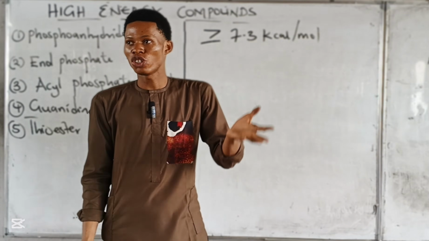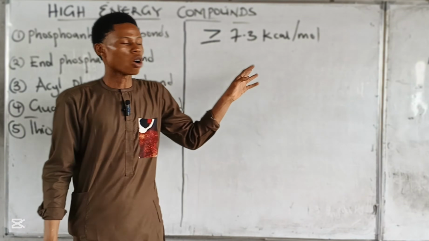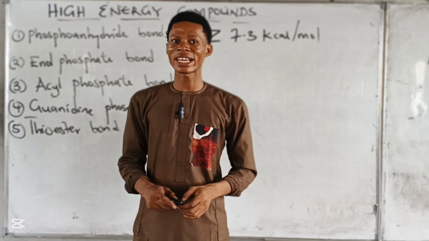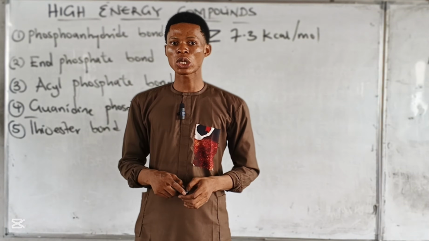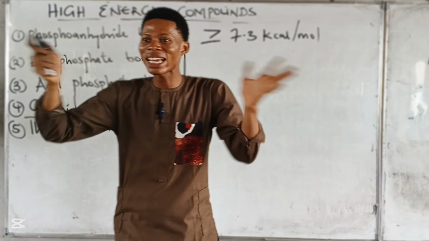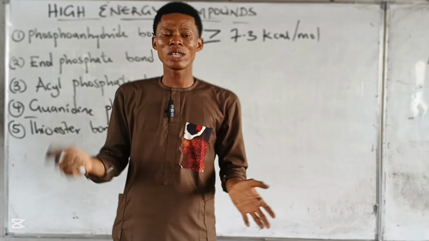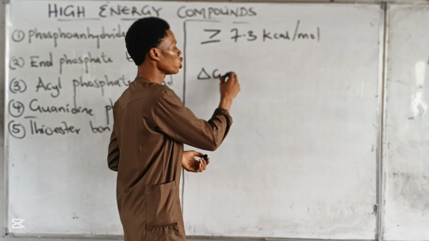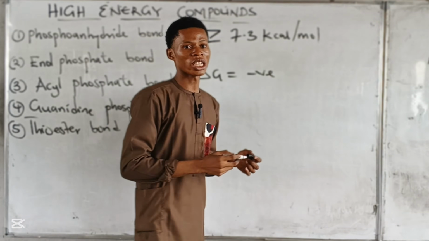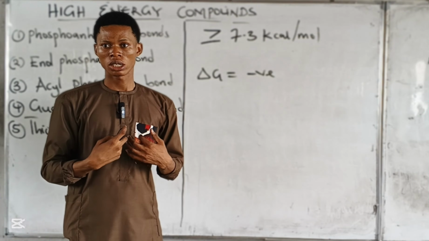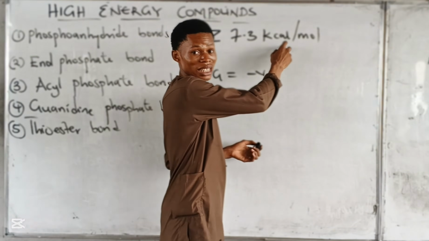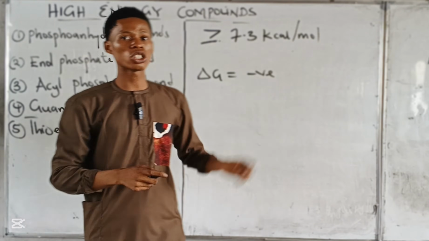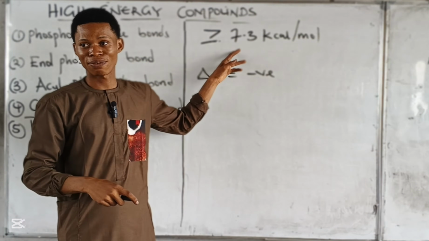Now, when we say give energy, will the value of the energy given be negative or positive? For us to say release energy of greater than or equal to, will it be negative or positive? If delta G is negative, is it releasing energy or taking energy? Releasing energy, right? So it will be what? Negative. So delta G naught value, looking at high energy compounds, is always negative.